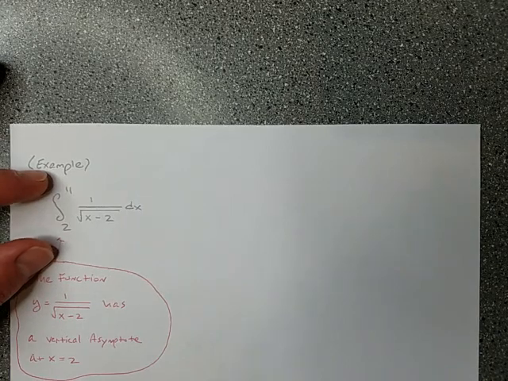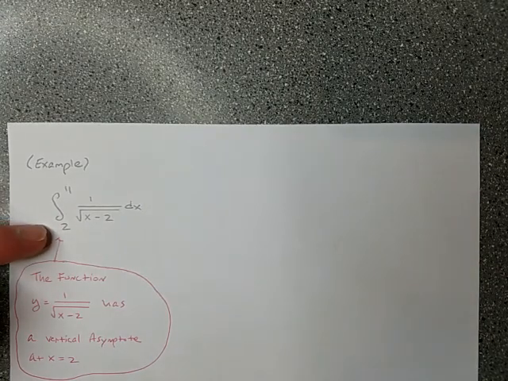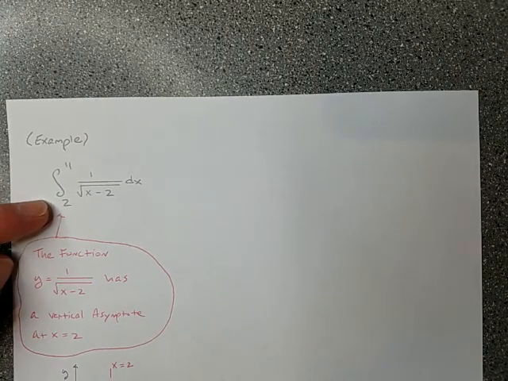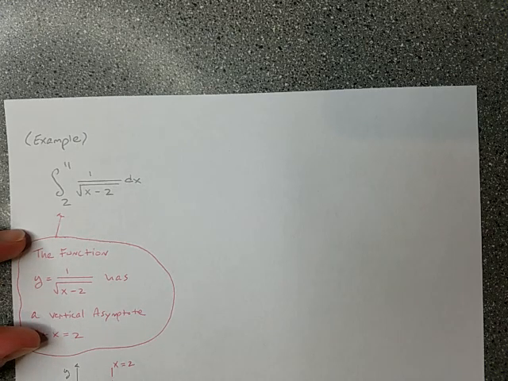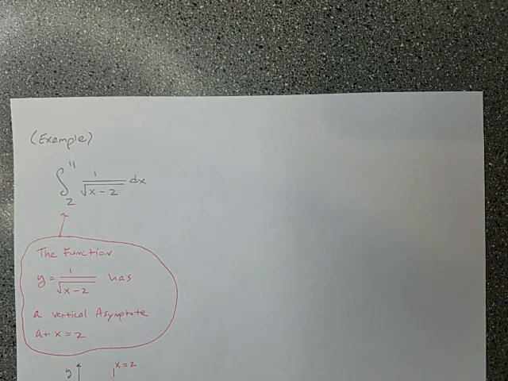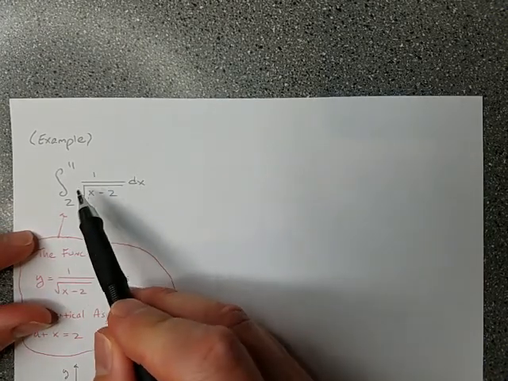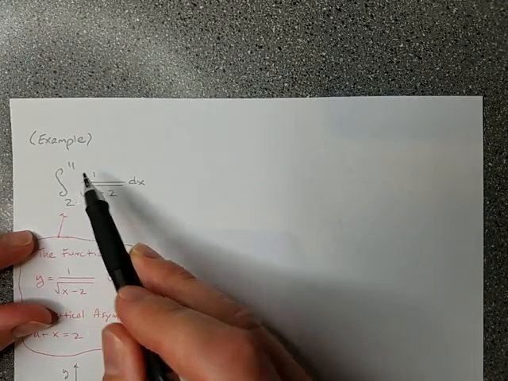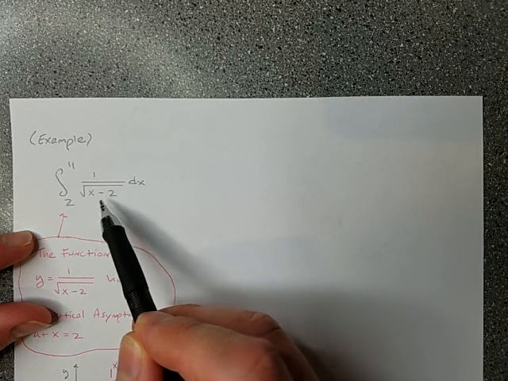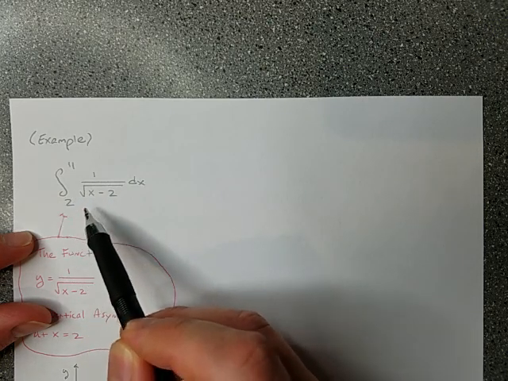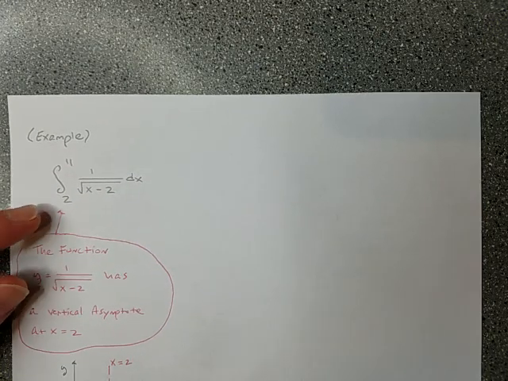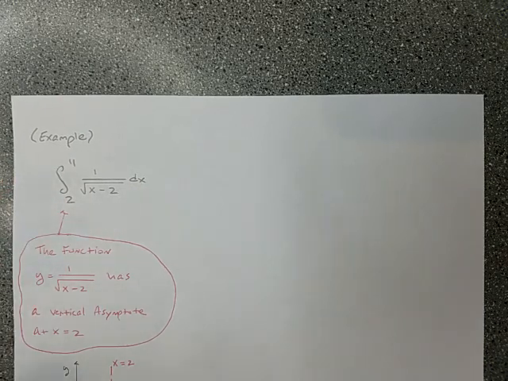So when I see this integral and this function, the 2 is the number I notice, and there's a vertical asymptote there. Another cue is that this function is defined at 11. I can put 11 in, no problem, but it's undefined at 2. So that's another way you can know that something's not right with that 2 being there.